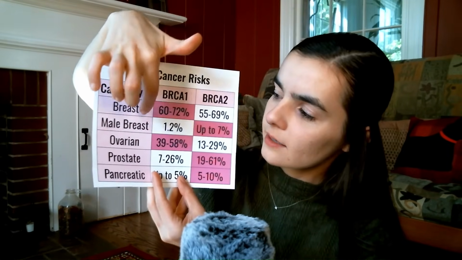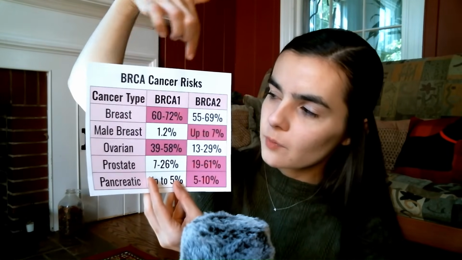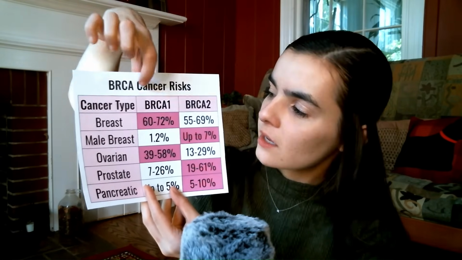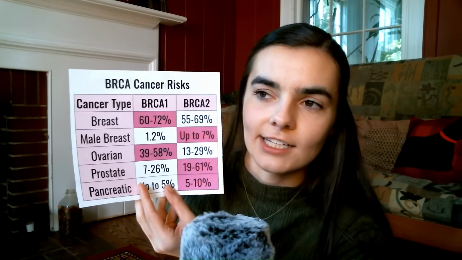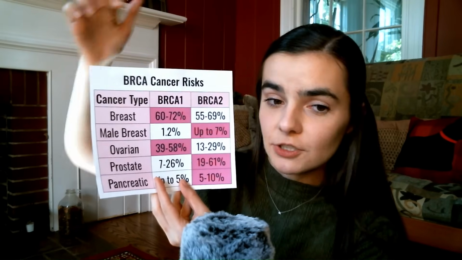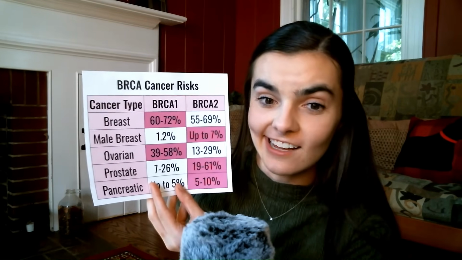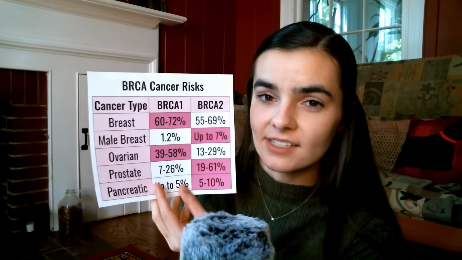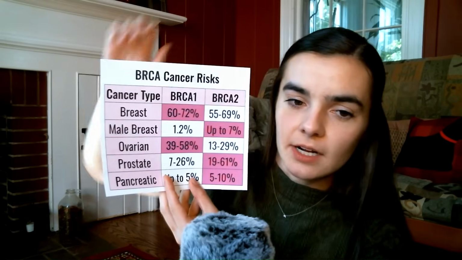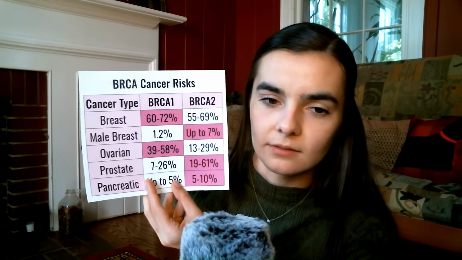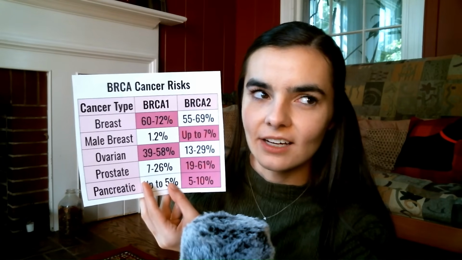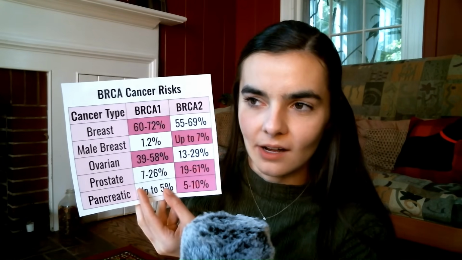I'll go by cancer type. For female breast cancer, the risk with BRCA1 is slightly higher, 60 to 72%, which is pretty high compared to that 12% risk for the general population. It's 55 to 69% for BRCA2, which is ever so slightly lower. I feel like people come in and they're like, oh, I have BRCA2, so I'm good, I'm not gonna get breast cancer.